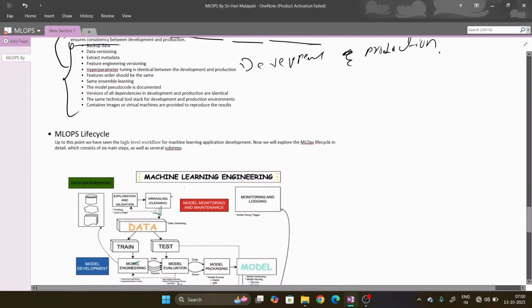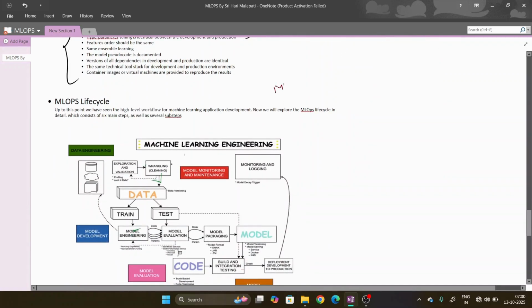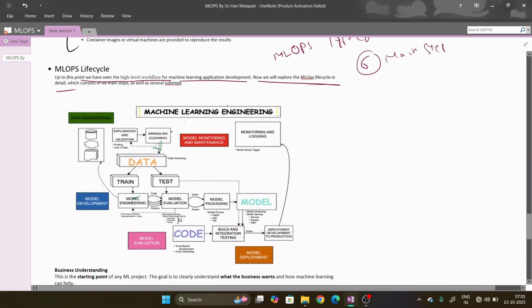And the final one is the MLOps Lifecycle, the Machine Learning Operations Life Cycle. Up to this point, we discussed the high level workflows of our machine learning application and development. Now we will explore the MLOps life cycle in detail. Here there are mainly six main steps. We'll discuss them one by one. First one is business understanding.